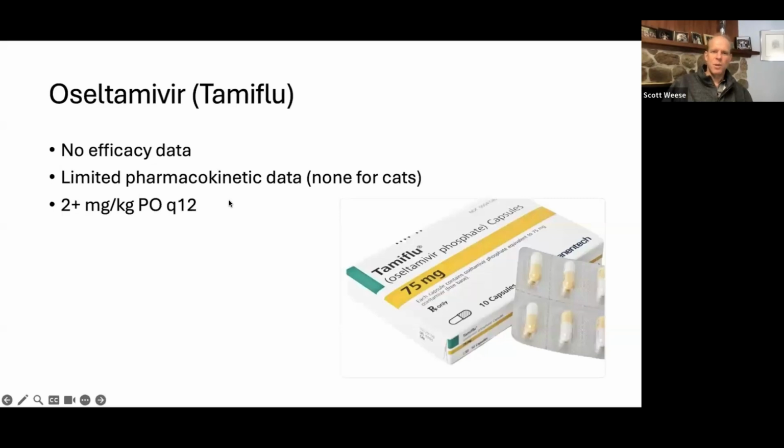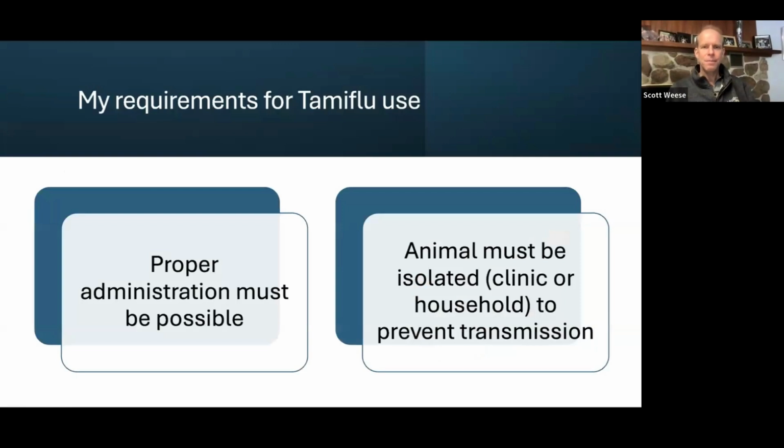In terms of dosing, I won't really get into that. It's 2 plus milligrams per kilogram twice a day, liberally rounded up. For cats, there's a suspension you can get as well, so it's easier to treat cats, but it's not that hard of a drug to give. We just have to realize we have basically no data on how to use the drug. So my take home again for a couple of things is that proper administration must be possible.